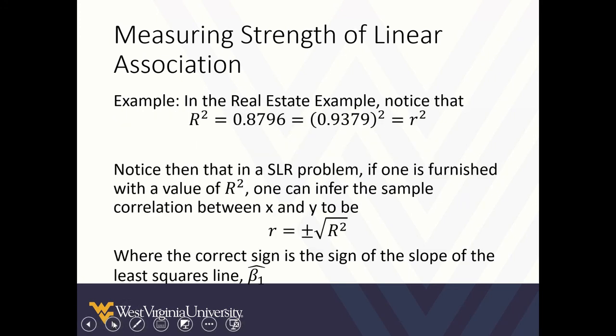And so using our real estate example, we can verify this using our known values of lowercase r, meaning our correlation coefficient, and r squared, which is 0.8796. We may notice that in the simple linear regression problem, if we are given r squared, we are able to convert to our correlation coefficient by taking the square root of r squared and assigning it the sign that we calculated for the slope of our least squares line, meaning that beta 1 hat value.